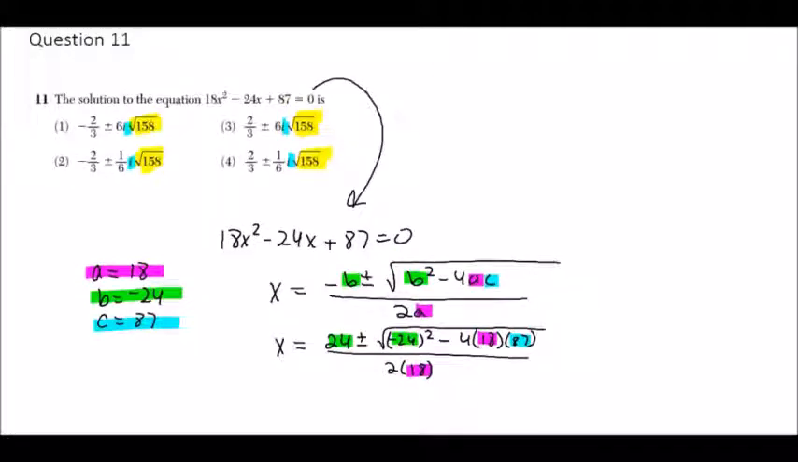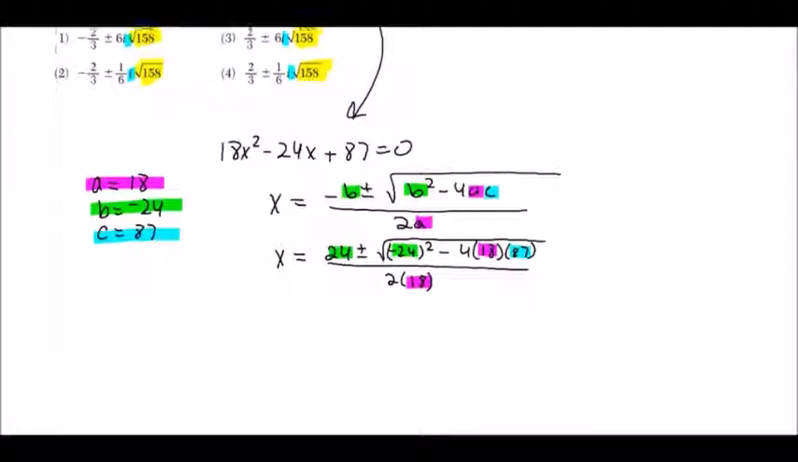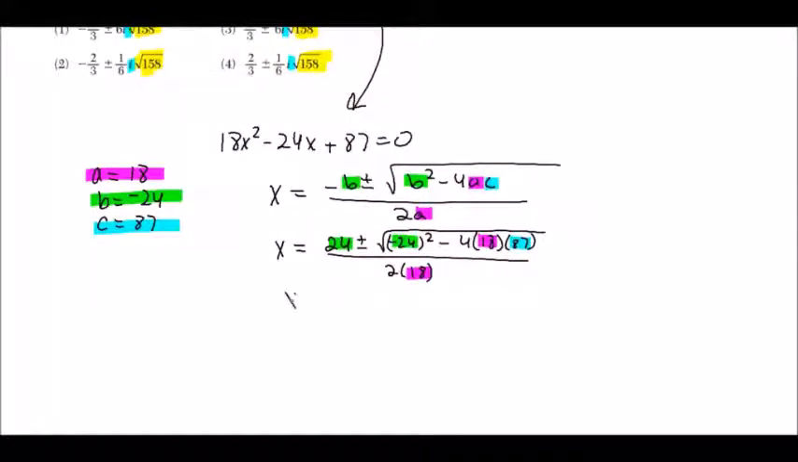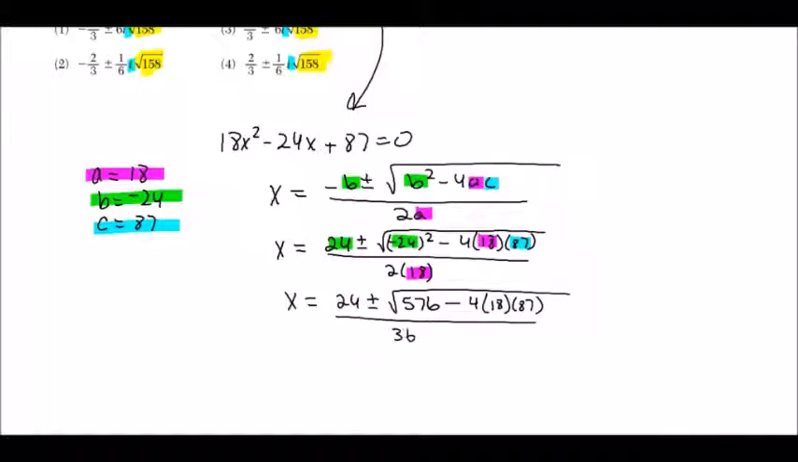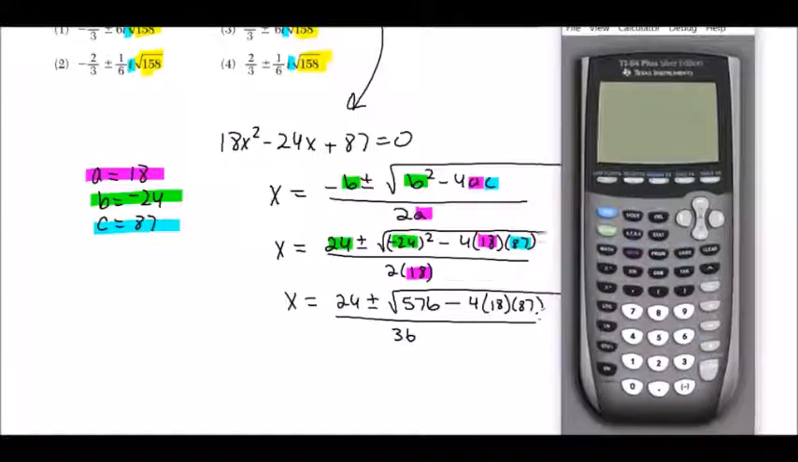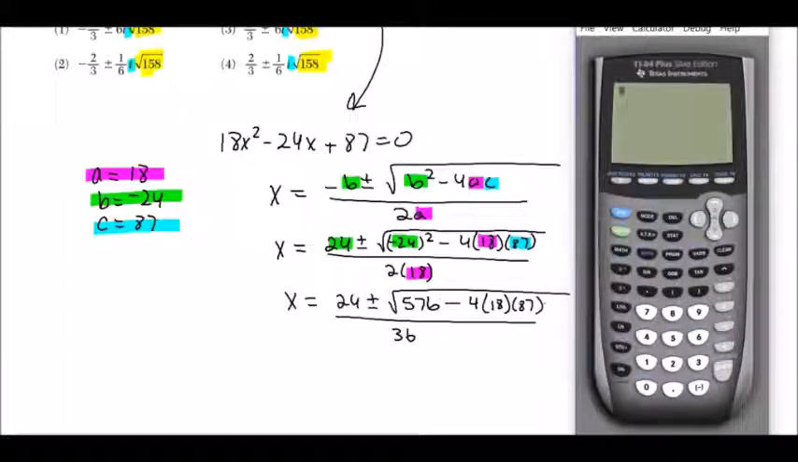All right, so now it's just a matter of getting the numbers reduced. So we have 24 plus or minus negative 24 squared. It's 576. There's 4 times 18 times 87. We'll have to do that on the calculator. And 2 times 18 is 36. And again, you can do this whole thing on the calculator, but I'm going to recommend just doing the inside of the square root first. So again, we could verify that 24 squared is indeed 576.